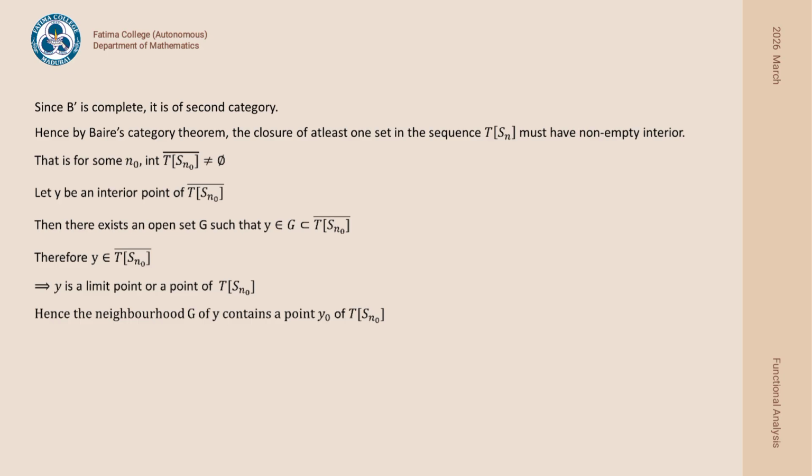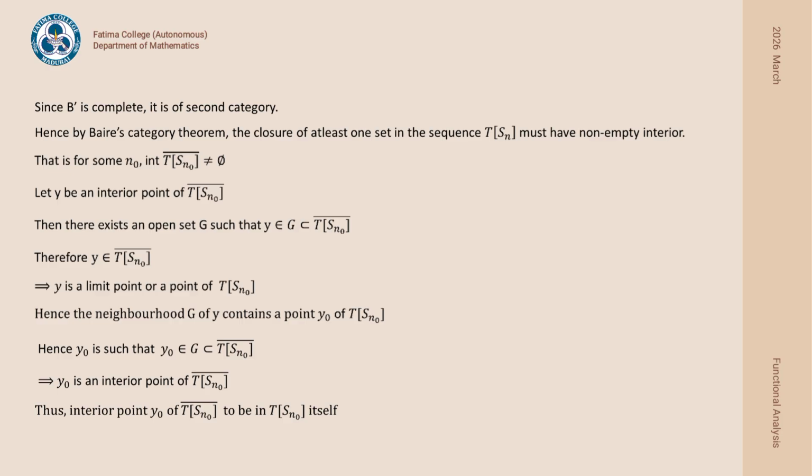If it is a limit point of T of Sn naught, then the neighborhood of y contains at least one other point y naught, such that the neighborhood G of y contains a point y naught of T of Sn naught. Hence, y naught is such that y naught belongs to G subset of T of Sn naught closure. Therefore, y naught becomes an interior point of T of Sn naught closure. Thus, we have the interior point y naught of T of Sn naught closure to be a point in T of Sn naught itself.